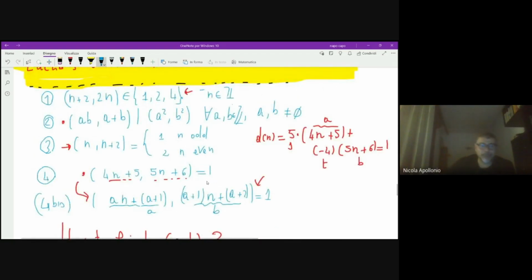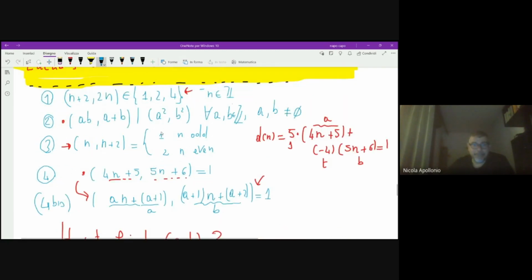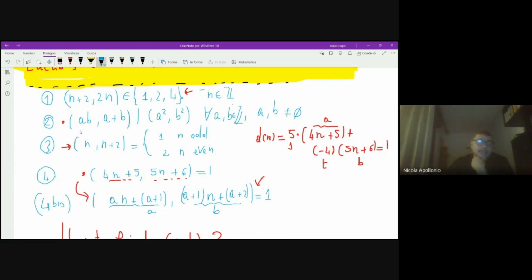So let us look at another one. For instance, this one, the second one, AB and A plus B. So what is the exercise asking for? It says that the greatest common divisor of AB and A plus B divides the greatest common divisor of A squared and B squared. This seems to be more challenging.